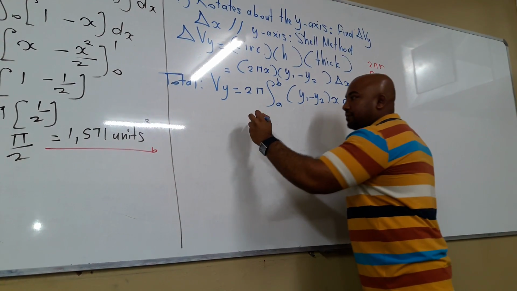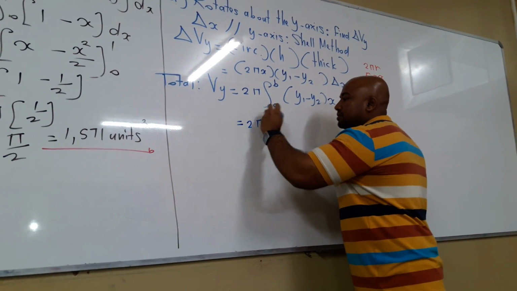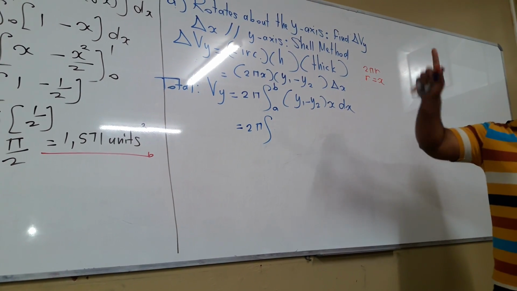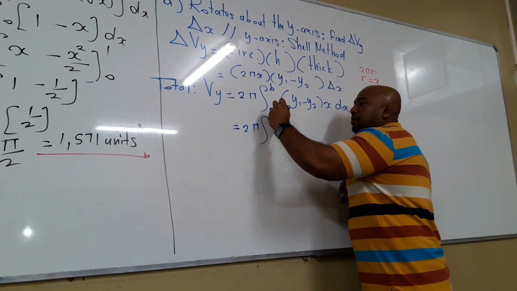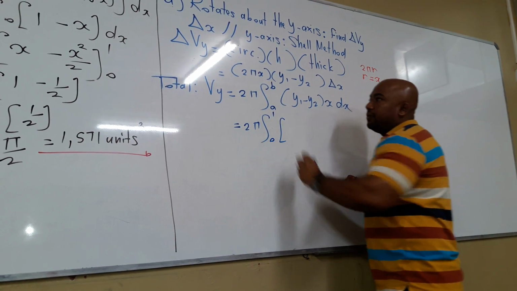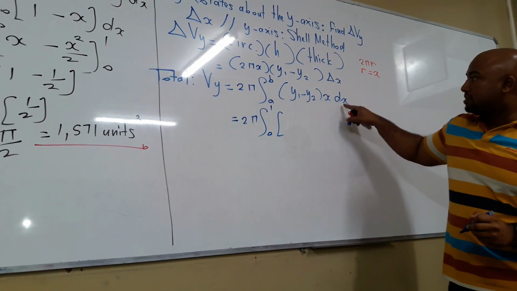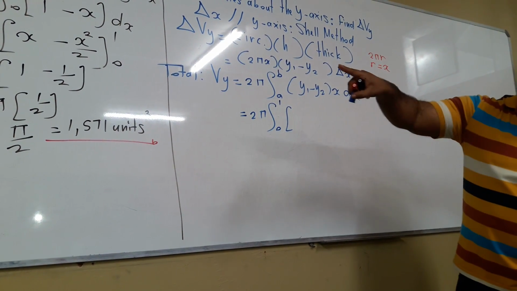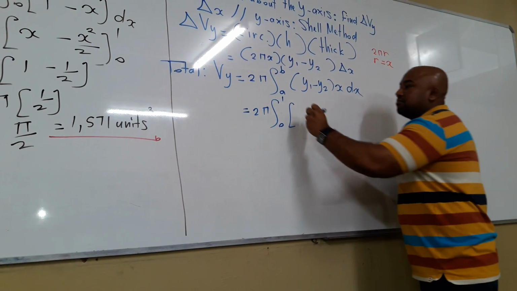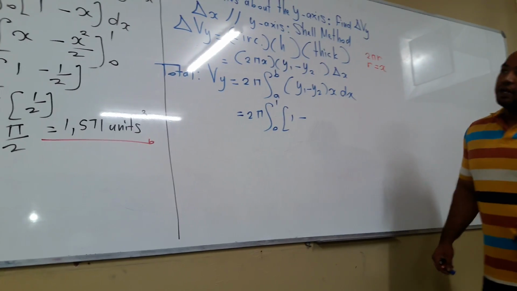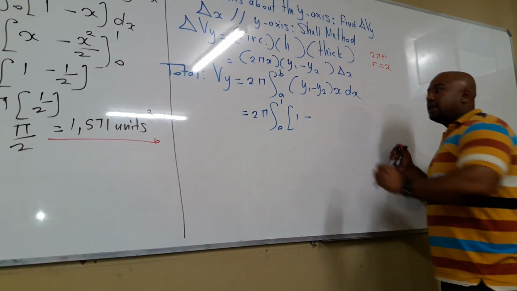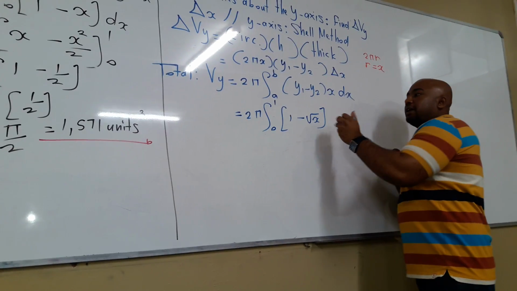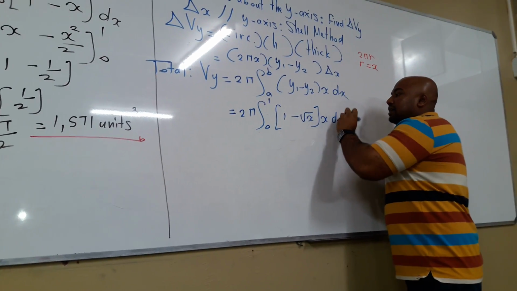Now, let's substitute. What is our b and a? We already found that. Beginning and the end there. That will be 1 and 0. What is y1 in terms of x, because this is dx? What is y1? Y1 is just 1, minus, what is y2? y2 is equal to the square root of x, multiplied by x, and there's your dx.